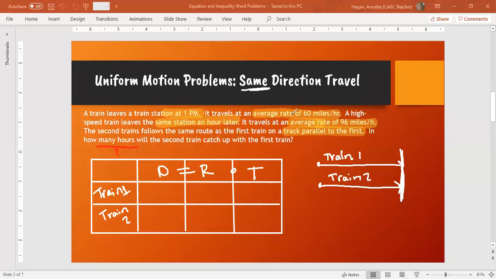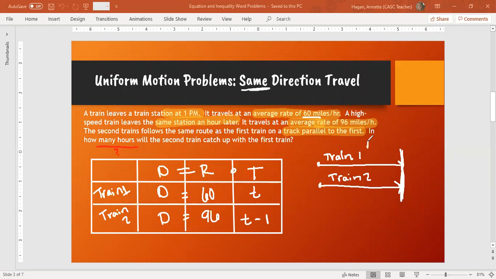We know for sure that train one has a rate of 60 miles per hour. We know that train two has a rate of 96 miles per hour. Some things we don't know: we don't know either of their distances and we don't know either of their times, okay? We know that train one is our first time at 1 p.m., and our second train left an hour later. So our second train is the same time as the first train minus an hour, because it's been traveling for an hour less.